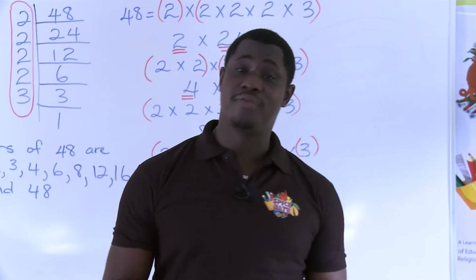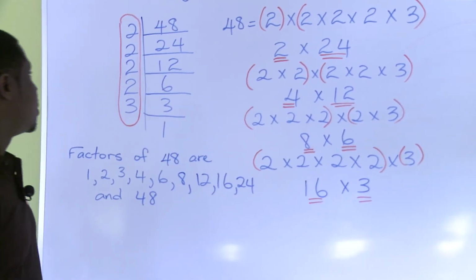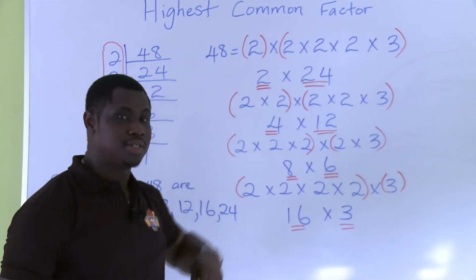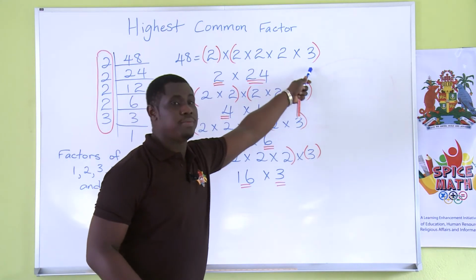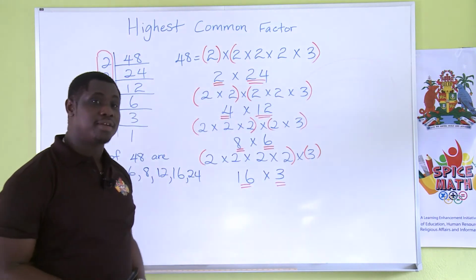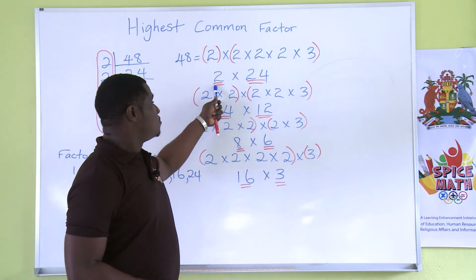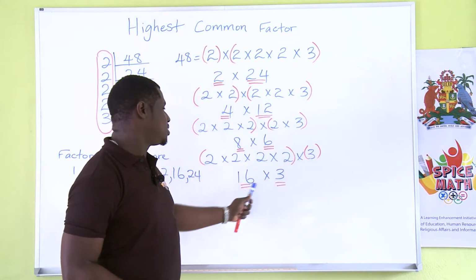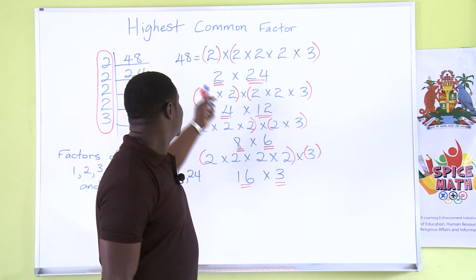How did you do? Did you get the factors of 48? This is my working. You're going to check it with yours. We found 48 as the product of its prime factors, being 2 multiplied by 2 multiplied by 2 multiplied by 2 multiplied by 3. I went ahead and I combined them for me to get all my additional factors. I got 2 times 24, 4 times 12, 8 times 6, and 16 times 3. So all these numbers here, double underlined, are factors of 48.